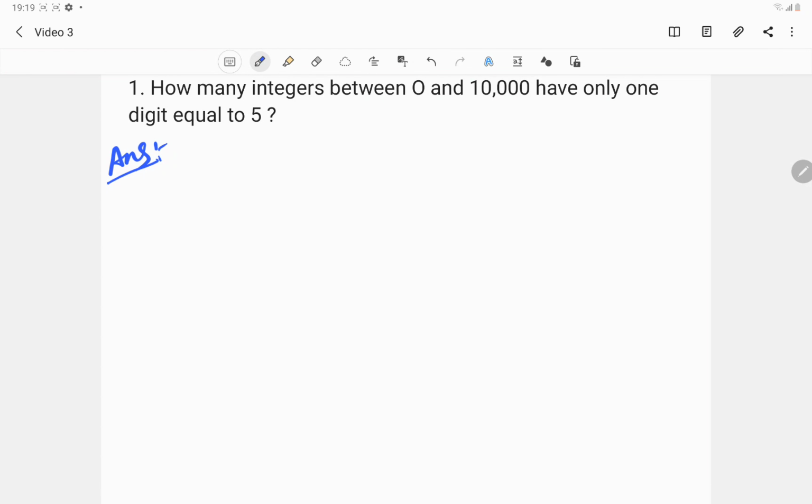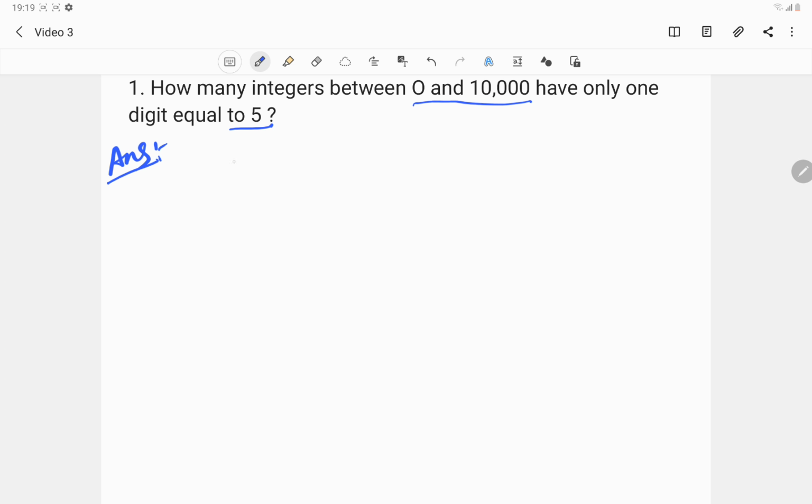Today we are going to further continue our discussion on the digit based problems from the topic permutation and combinations. We'll look at a few questions. So let us start with this question. This question states: how many integers between 0 to 10,000 have only one digit equal to 5?